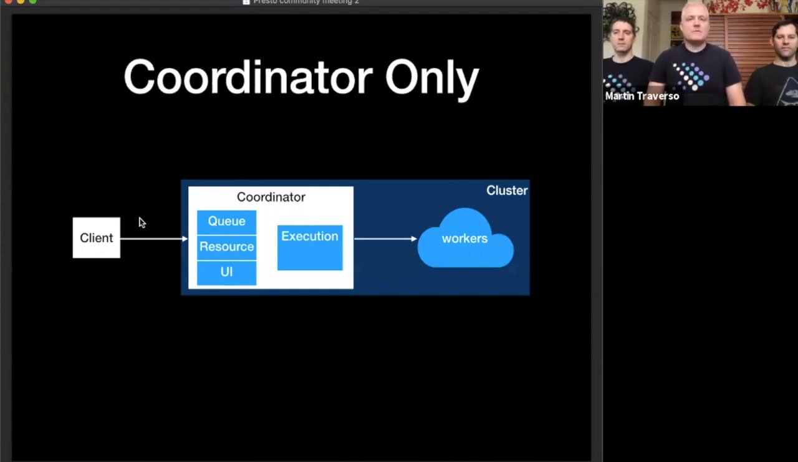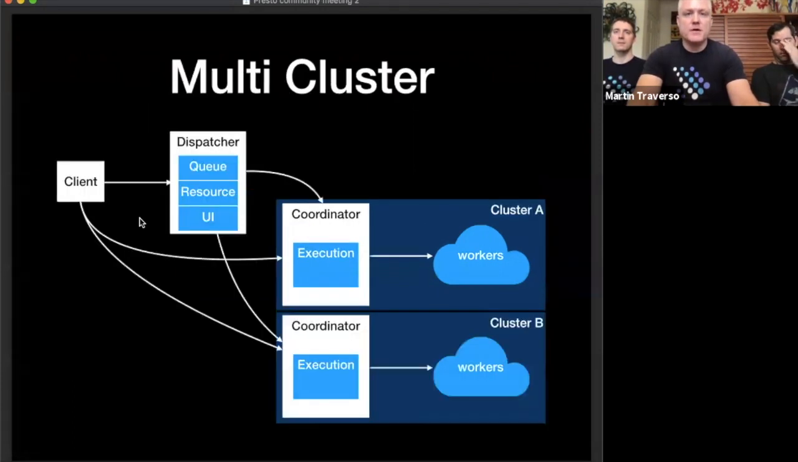So the first step that we're looking at doing is to split the coordinator's responsibilities in half. This picture shows the very first step, the stuff that I've been working on. What we end up doing is we pull out of the coordinator a process we're calling the dispatcher. We pull out the queuing, the resource management, and the UI.